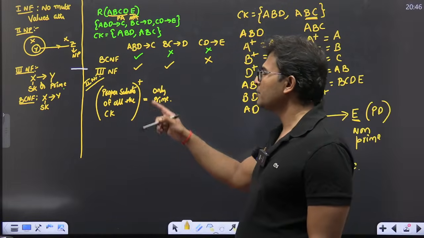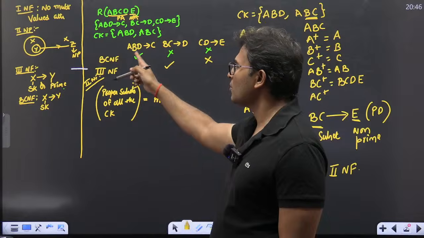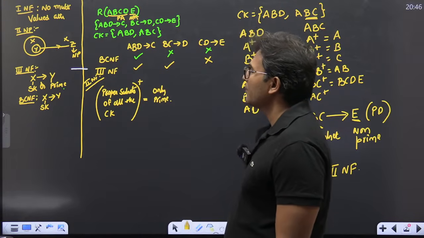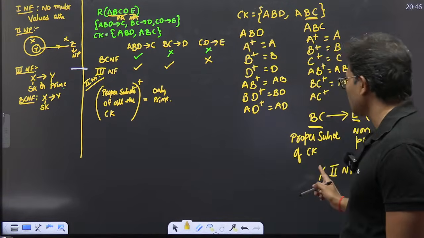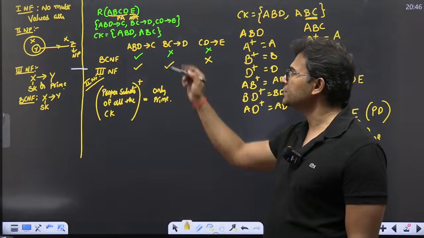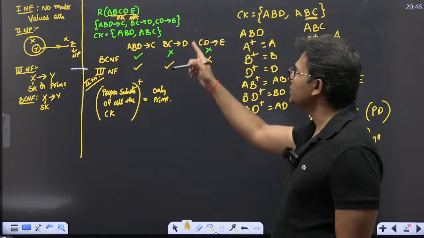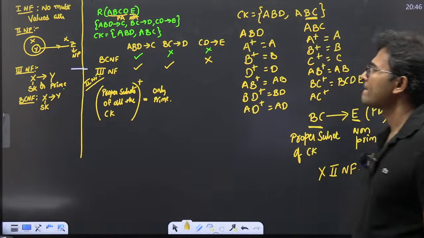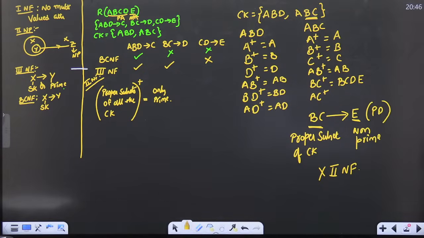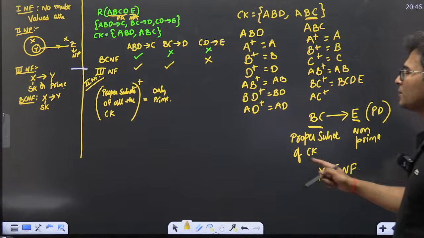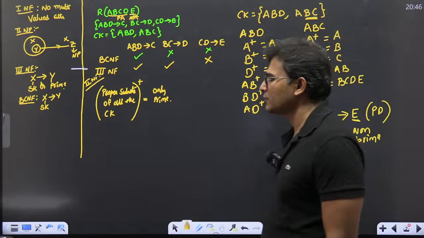So it cannot be in second normal form, third normal form, or BCNF.